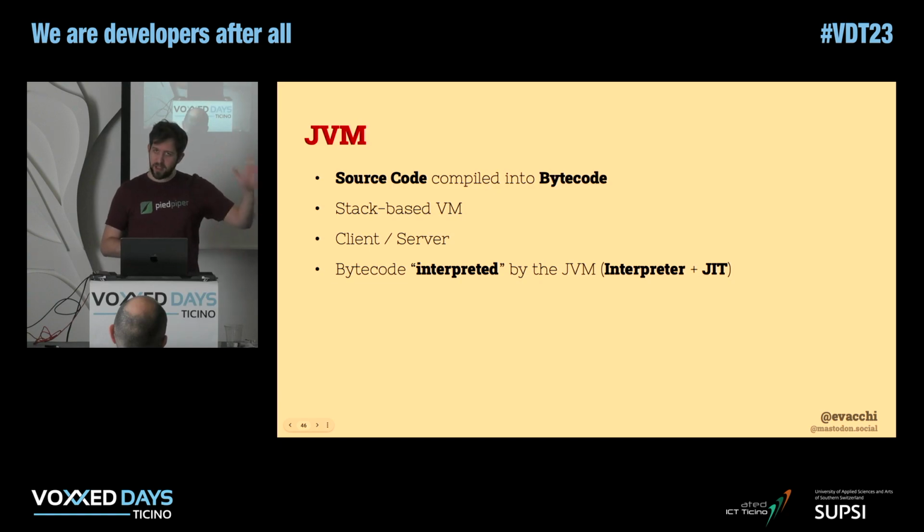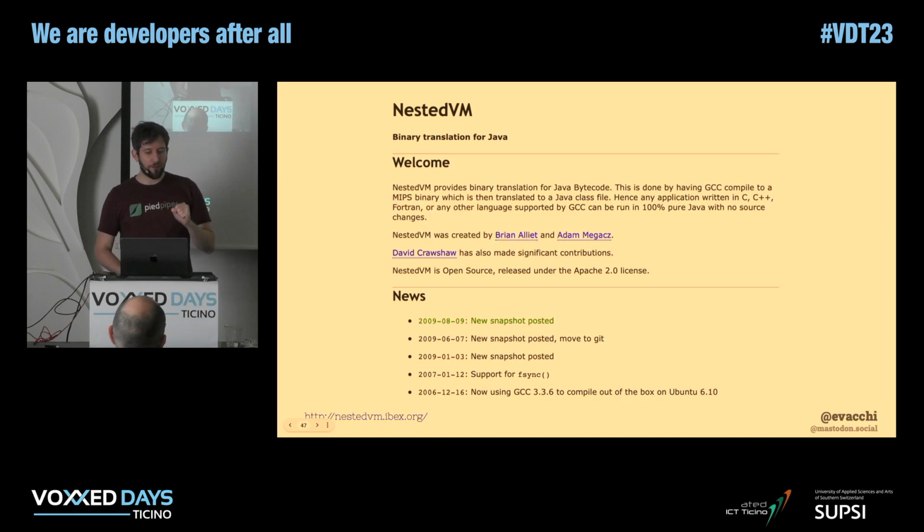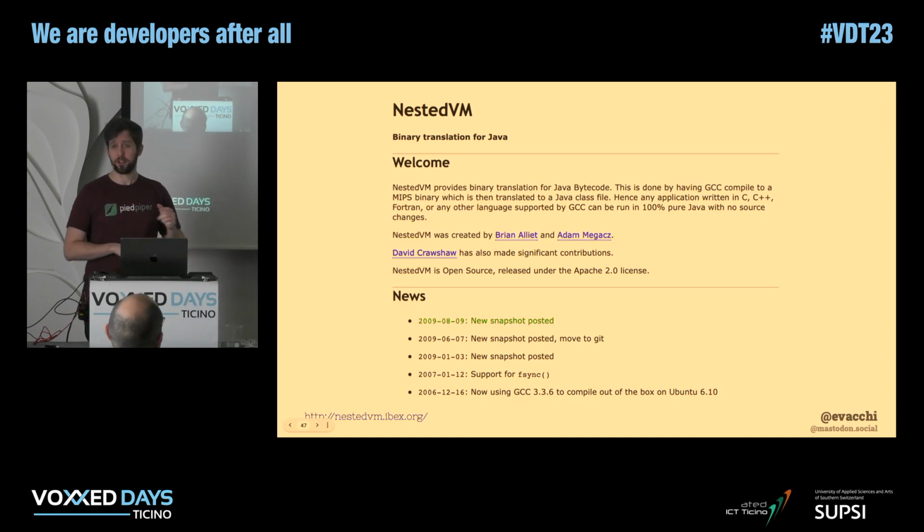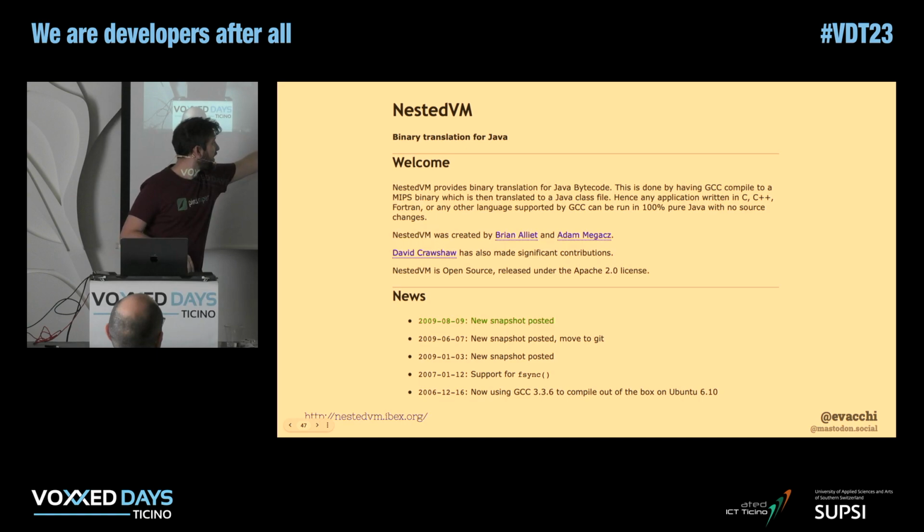So we saw this slide already. What's new? I'm just repeating it: source code, bytecode, stack-based VM, client-server, bytecode interpreted. So what's the difference? Oh, I wanted to mention this, which I recently discovered. This is not the first time that I do this presentation, but this is new. It's not new, literally. 2009 was the last release of this tool.